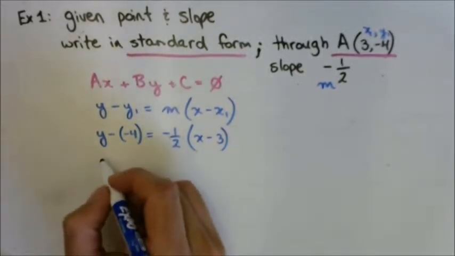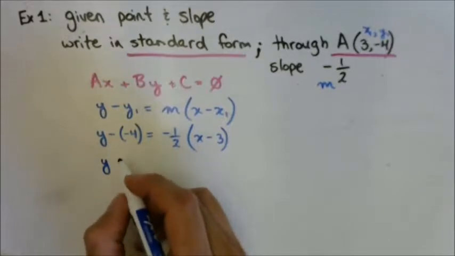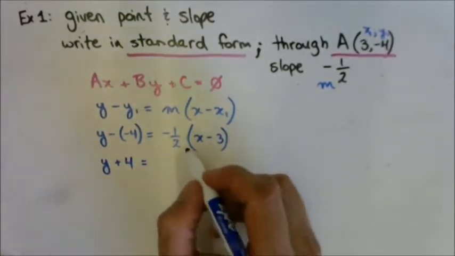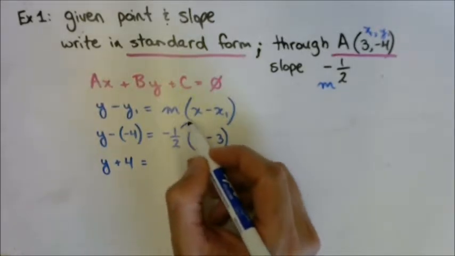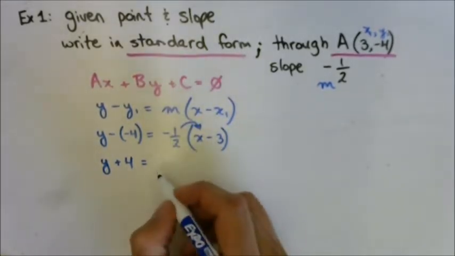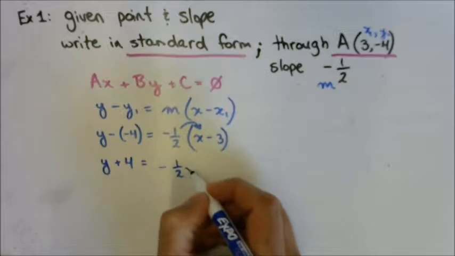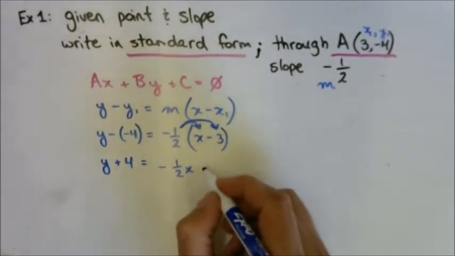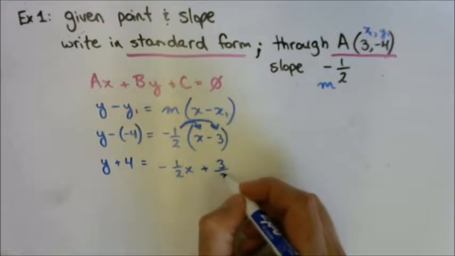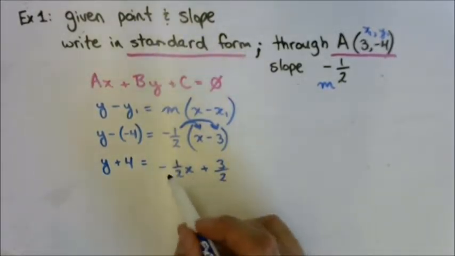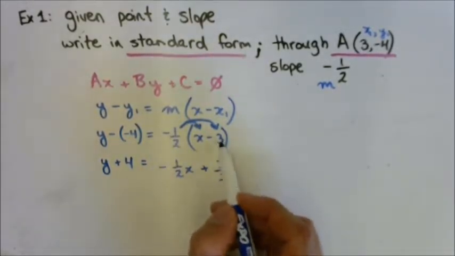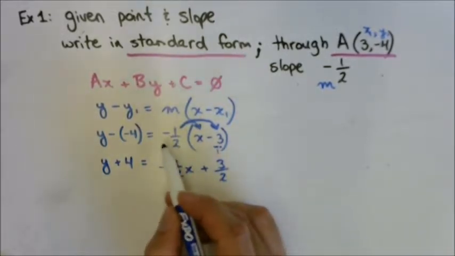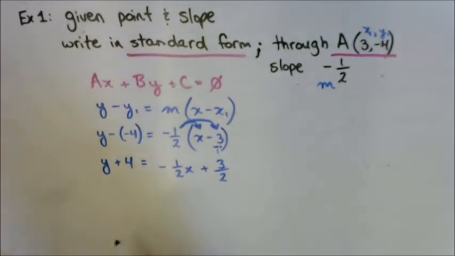So here we go. Let's perform some algebra on this. Y minus negative 4 is y plus 4. And that's equal to, we can use our distributive property here. Negative 1/2 times x is negative 1/2 x. And negative 1/2 times negative 3 is positive 3 over 2. And I'm not afraid of fractions. I just leave them in there. 1 times 3 is 3. 2 times 1 is 2. Negative times a negative is positive. And carry on.